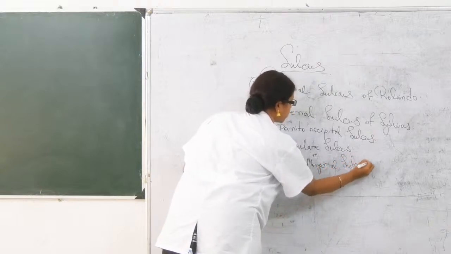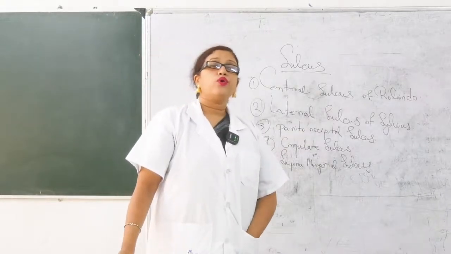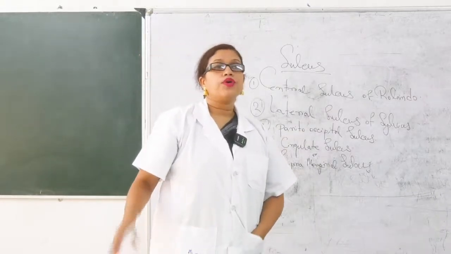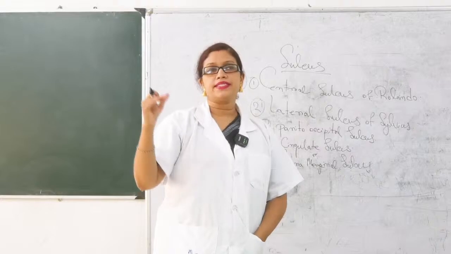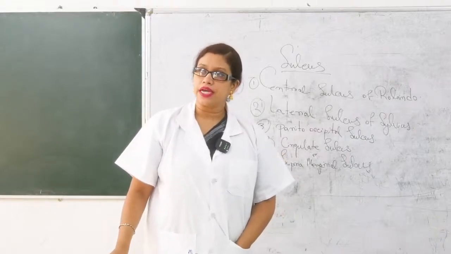So where will you get this one? Supramarginal sulcus. I told you about the temporal lobe. Now if you see the temporal lobe, how many gyri is it divided into? It is divided into 3 gyri.